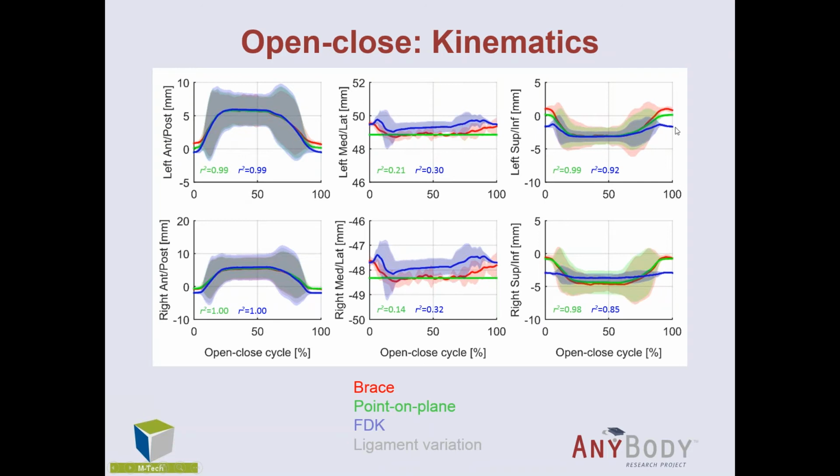If we go to the one on the right side, which is superior inferior, then we are also with both models very close to the measured kinematics, except FTK is actually deviating a little bit here towards the end of the movement and also in the beginning, which is the reason why the correlation coefficient is slightly lower. And this is a little more pronounced on the right side than it is on the left side.